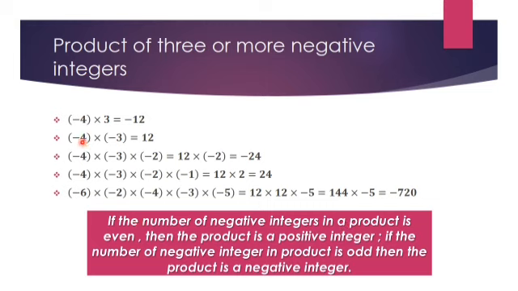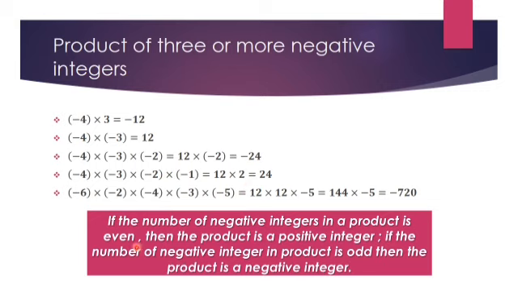The second case, if the number of negative integers in a product is even. The second case, minus 4, minus 3. Two is an even number. We get a positive. And the fourth case, minus 4, minus 3, minus 2, minus 1: 4 negative integers, we get an even number of negatives and a positive answer.